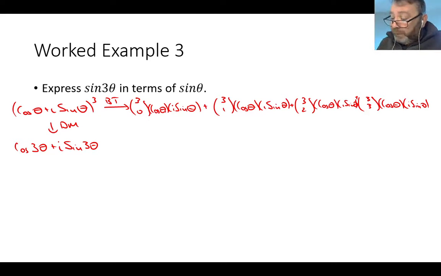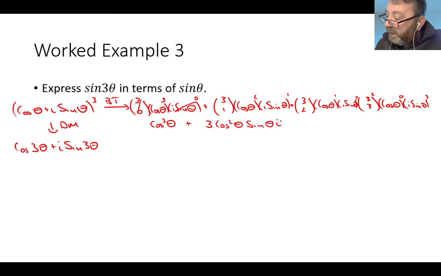Now, let's work out each term separately. 3C0 is 1, and then we've got 3, 2, 1, 0 over the cos terms, and 0, 1, 2, and 3 over the sine terms. So 3C0 is 1, (i sine theta) to the power of 0 is 1, so that leaves me with cos cubed theta plus 3 cos squared theta sine theta i plus, now we've got to be careful here.